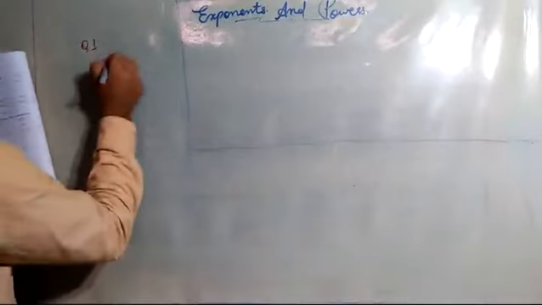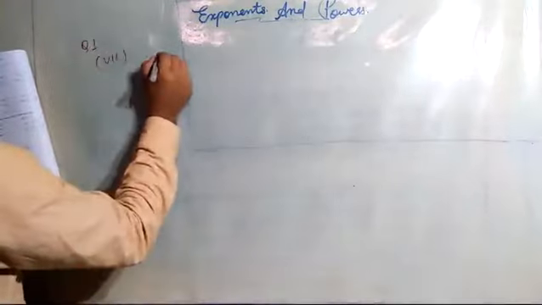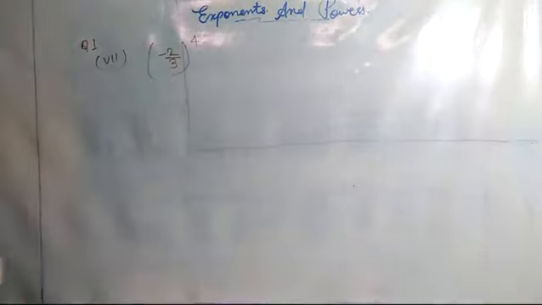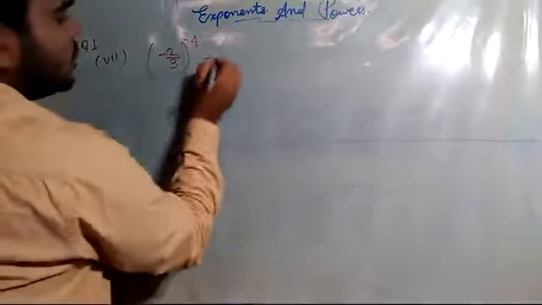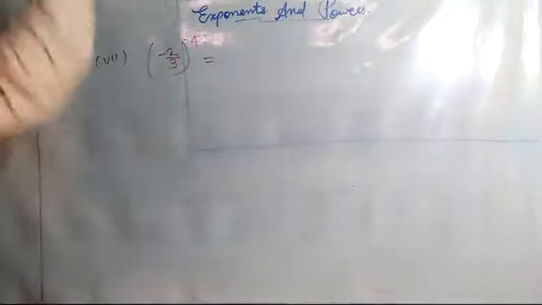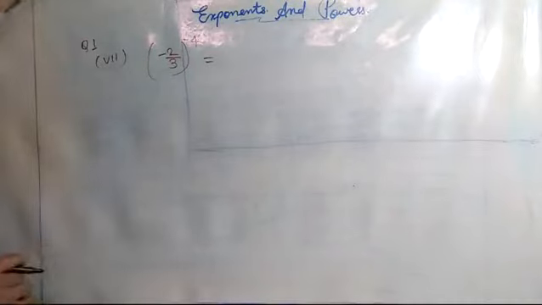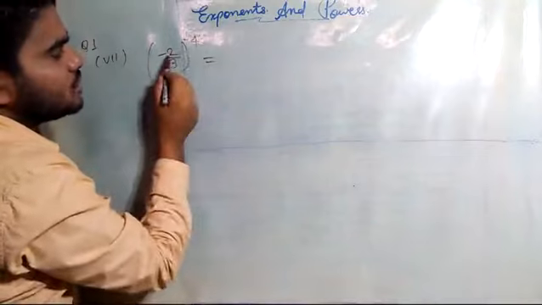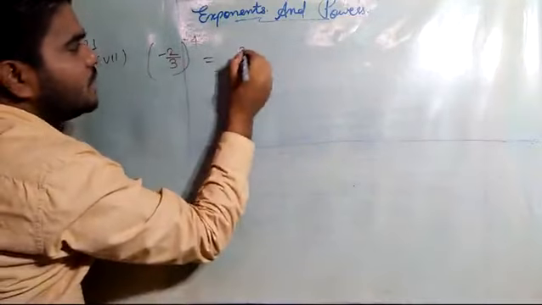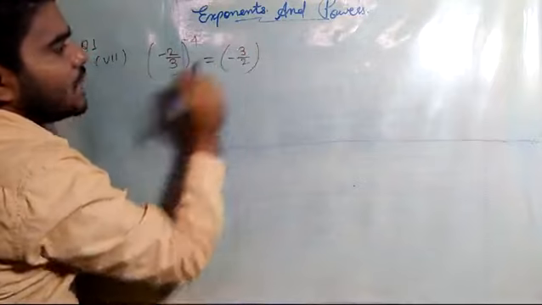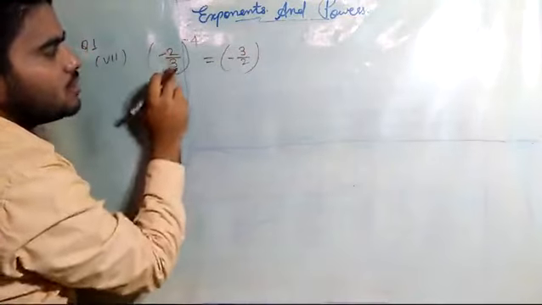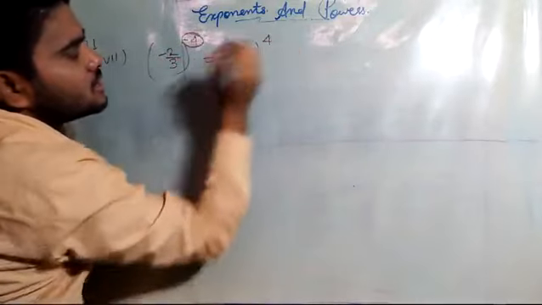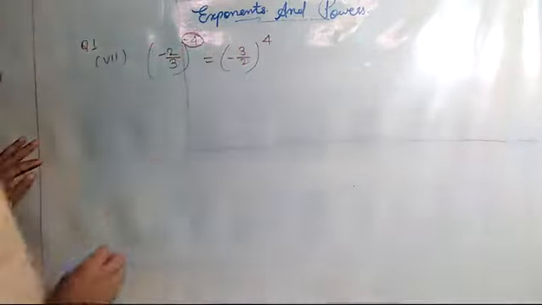One more, question number 1, subpart 7. It is given minus 2 by 3 raised to the power minus 4. Now I told you the shortcut method, the method which we should actually use for our simplification. This is minus 4, so I can invert the base as 3 by 2, and this minus sign will remain as it is. This 2 by 3 will be written as 3 by 2, and this minus 4 will be replaced by plus 4.